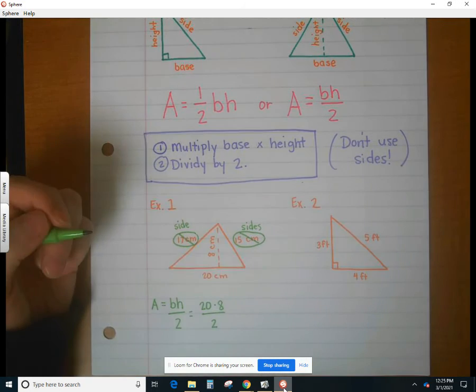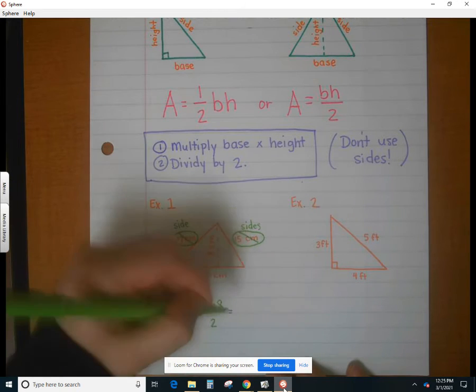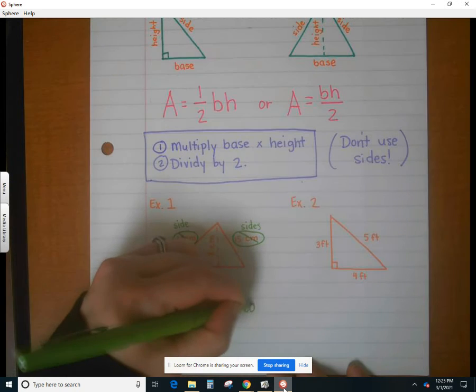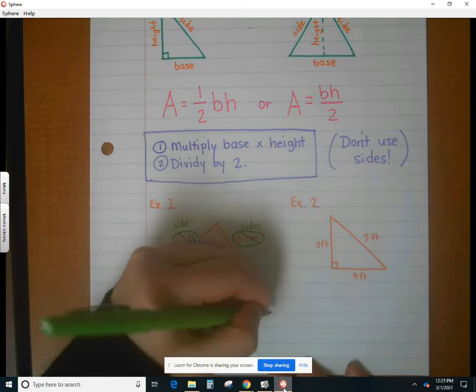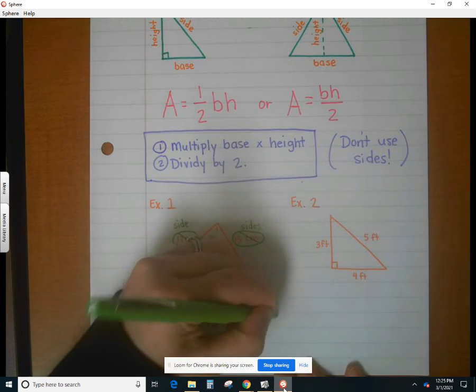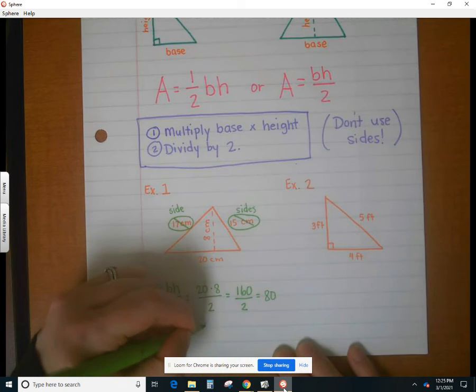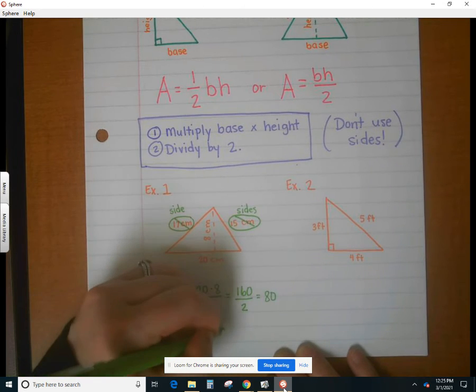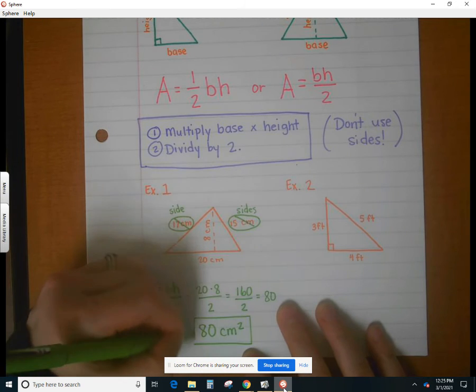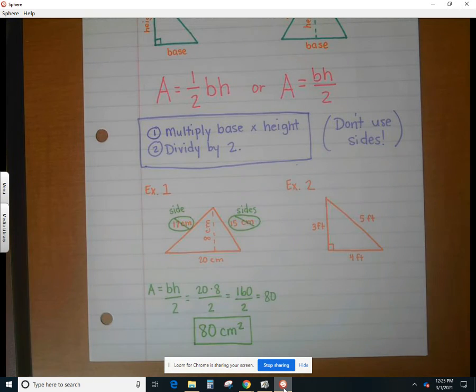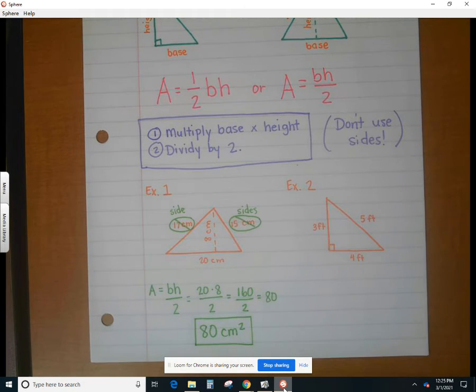The base is 20, the height is 8. 20 times 8 is 160. And 160 divided by 2, or half of 160, is 80. And so my answer for this one is going to be 80 square centimeters. Remember that area is always in square units, and so since this was in centimeters, my answer is square centimeters, or centimeters to the second power.